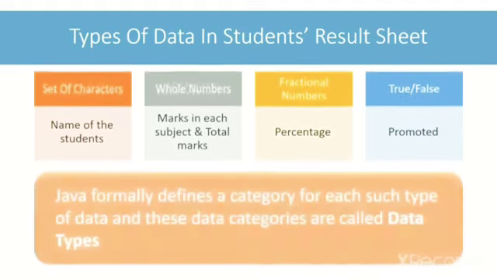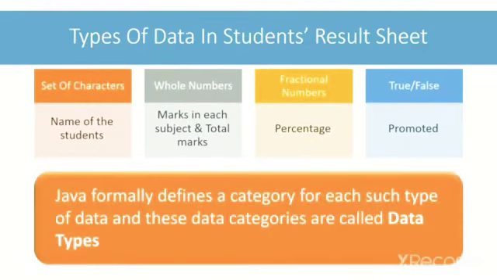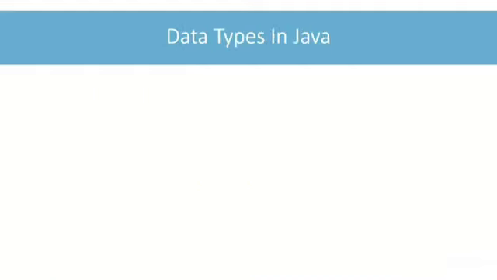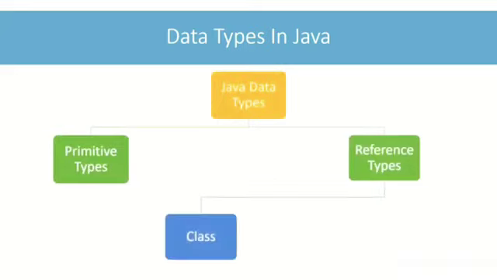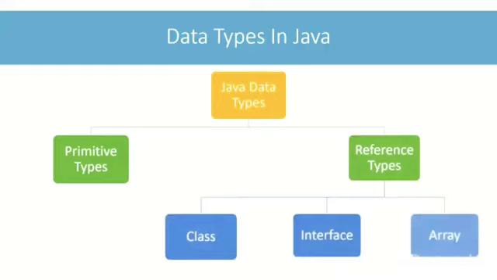The Java language formally defines a category for each such type of data, and these data categories are called data types. Java provides two types of data types: primitive data types and reference or composite data types. The reference types are class type, interface type, and array type. We will first look at primitive data types. I will talk about reference types in detail when we will start discussing arrays.